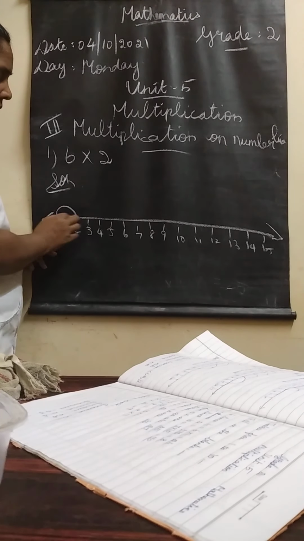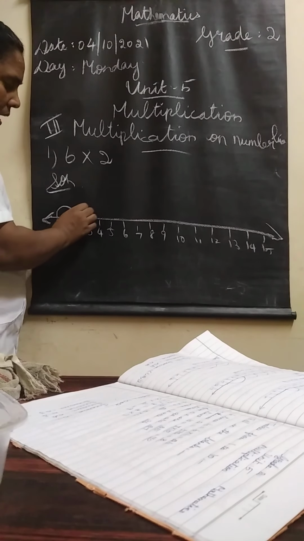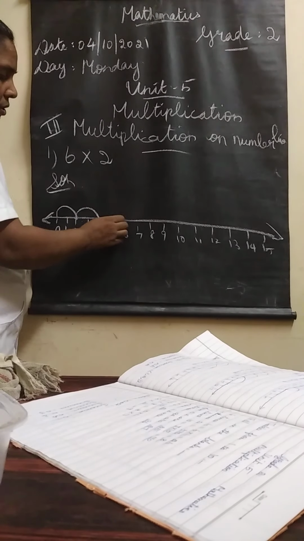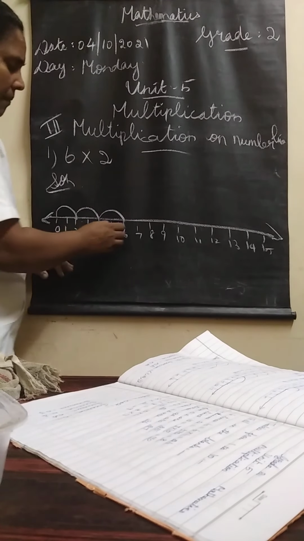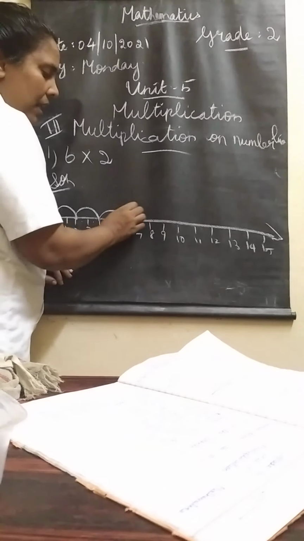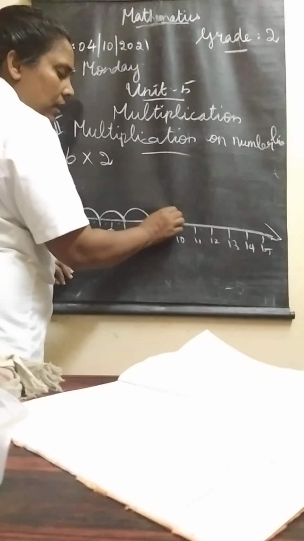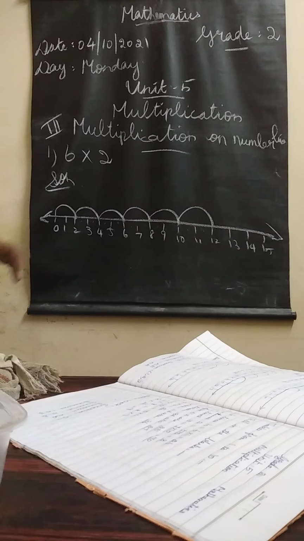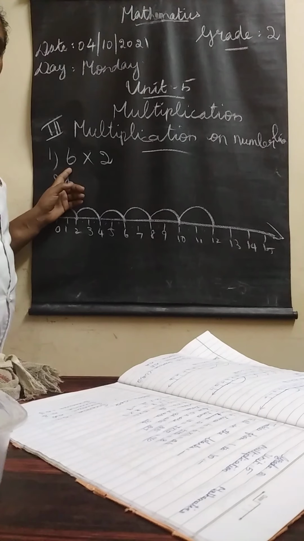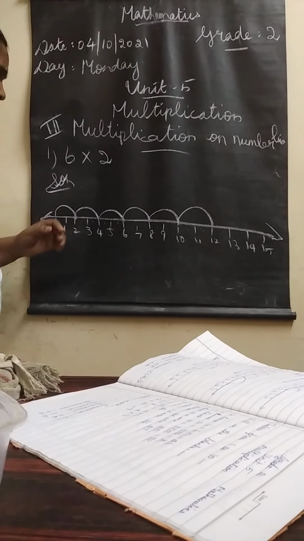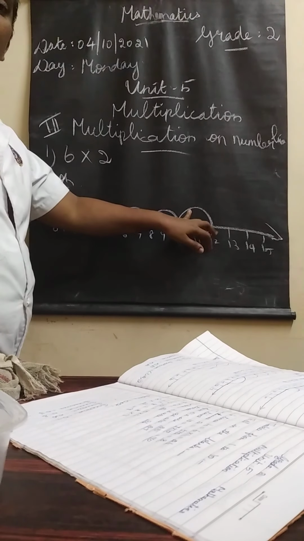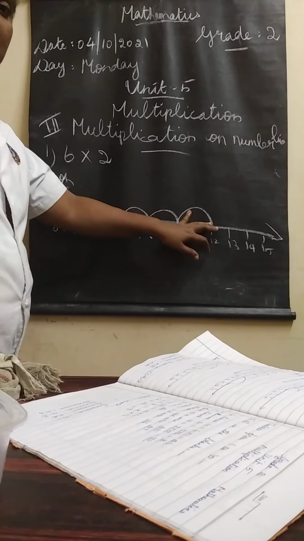For 6 times. So 1 time we completed. Next you have to count 1, 2. Another curve, because 2 is the number. Next 1, 2. Another curve. Next 1, 2. Another curve. 1, 2. Another curve. Here how many times do we want to draw? We want to draw for 6 times. Shall we count? 1, 2, 3, 4, 5, 6. So here we draw the curve for 6 times.